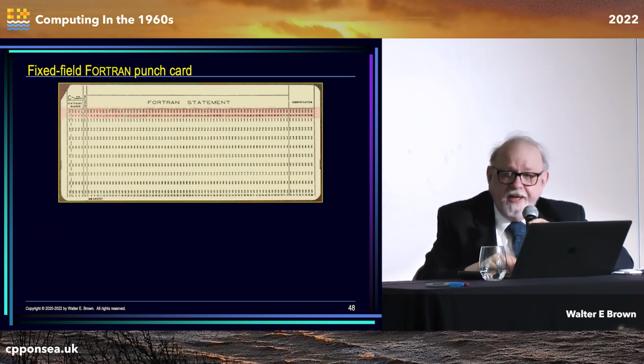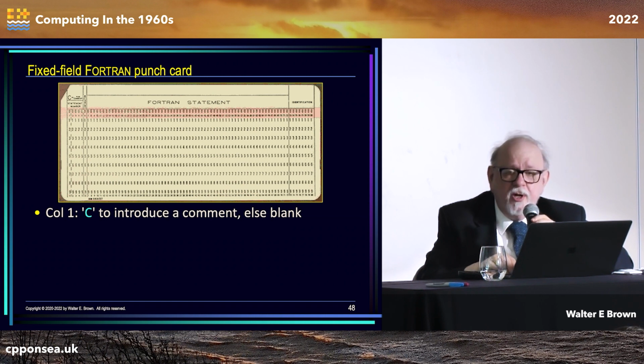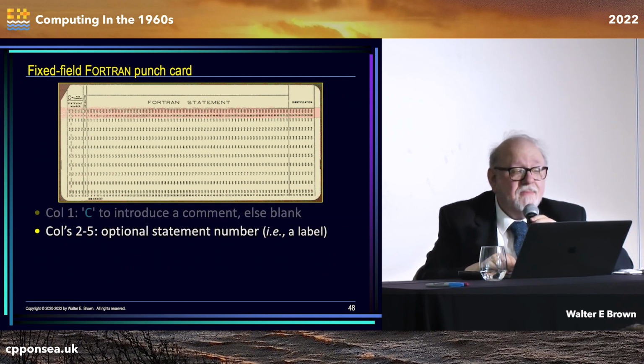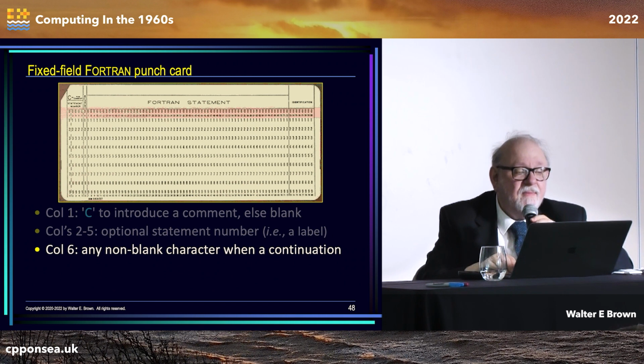When we coded in Fortran, we used fixed fields, and some people actually sprung for custom printed punch cards that looked like that when they were blank. Here's what we had to do. Column 1 was reserved. You either put a C there or you left it blank. C was a comment. Columns 2 through 5, that's where you could put a numeric label. Column 6, you either left it blank or you punched something in there, often an asterisk, to say this is a continuation line.